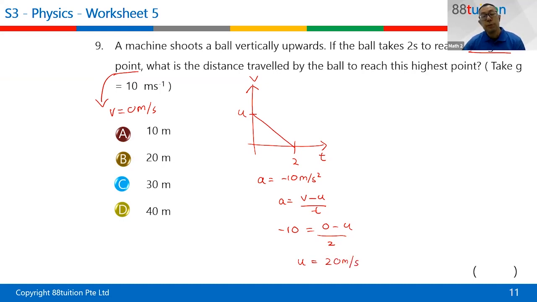But that's not the end. We're going to find the distance traveled. So for a velocity time graph, the distance traveled or the height achieved will always be the area under the graph. Half times base times height. So it's then option A.